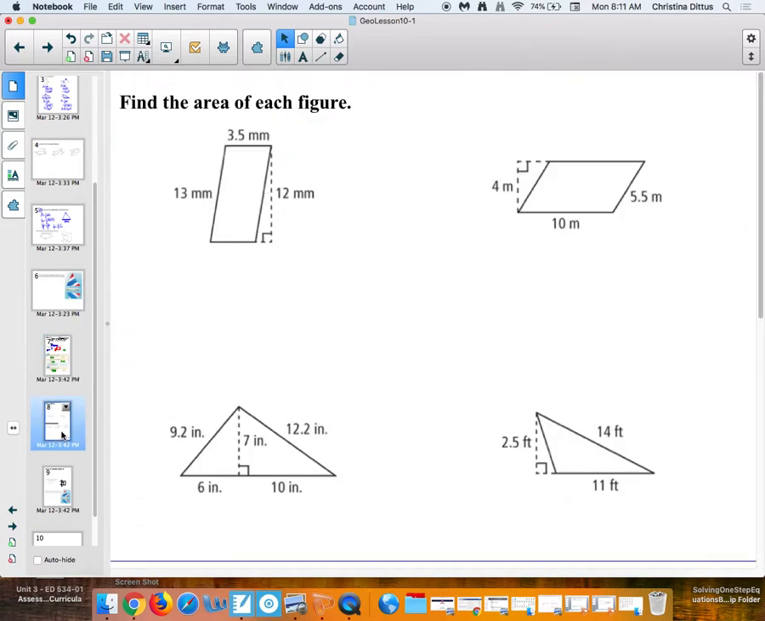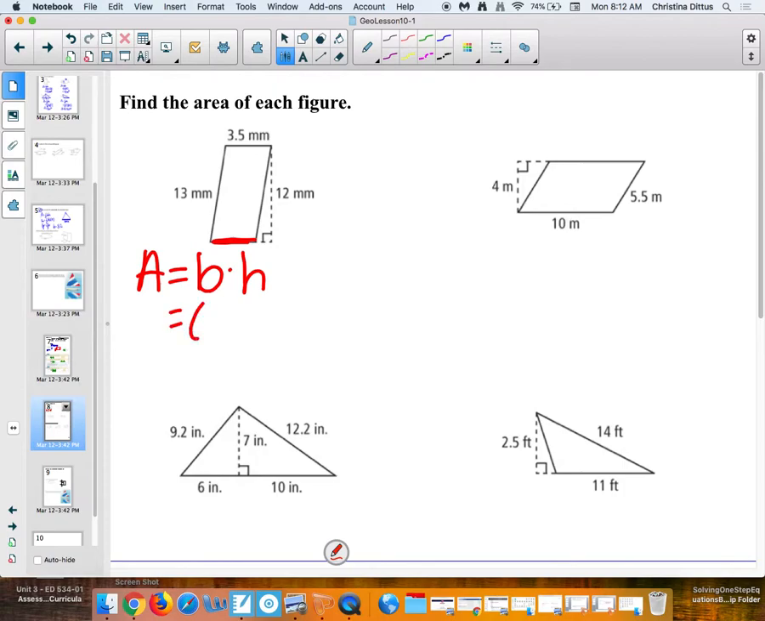Okay. So now we're going to use our calculator. This is a parallelogram. What's my formula for area of a parallelogram? Base times height. In this picture, what is my base? 13. This little guy right here is 3.5. What's my height? 12. The thing with the right angle. I said that, right? Thing with the right angle, 12.